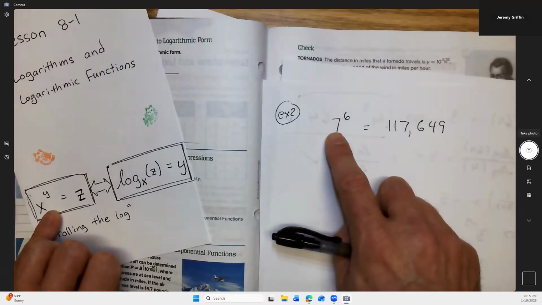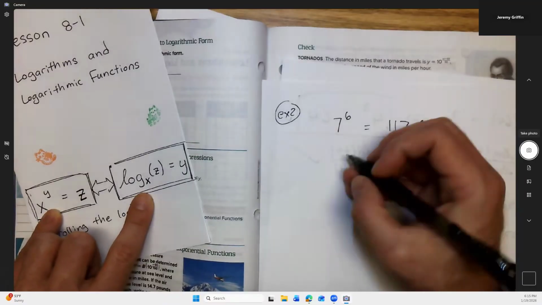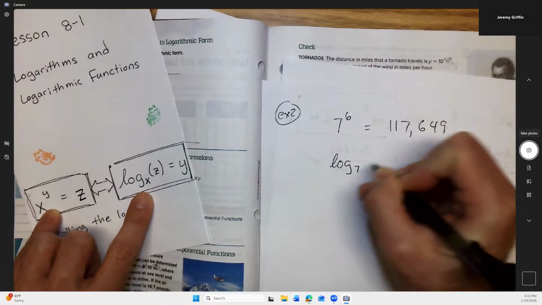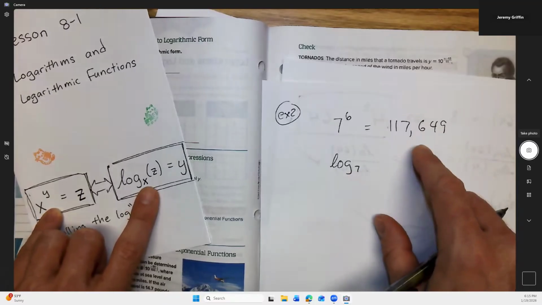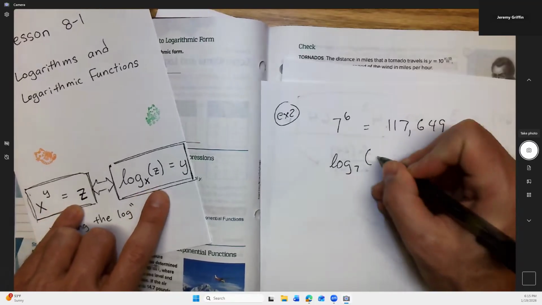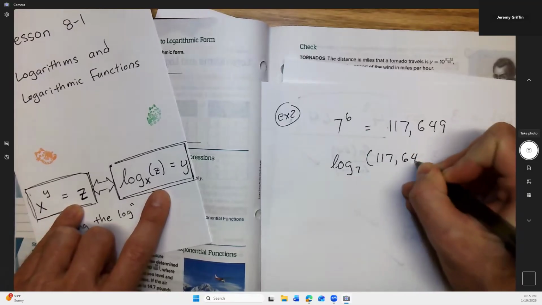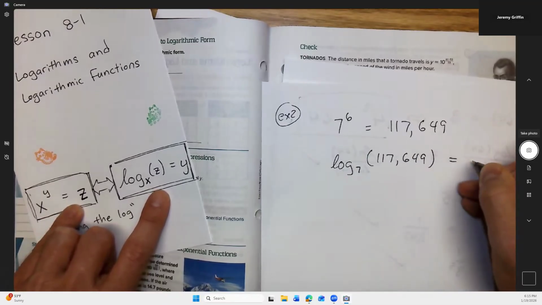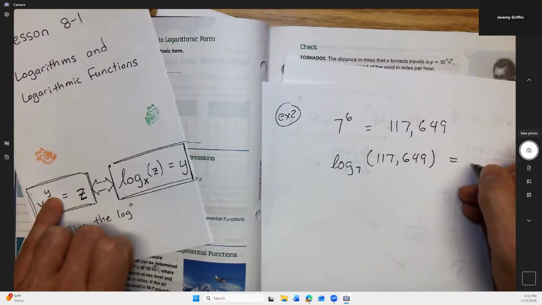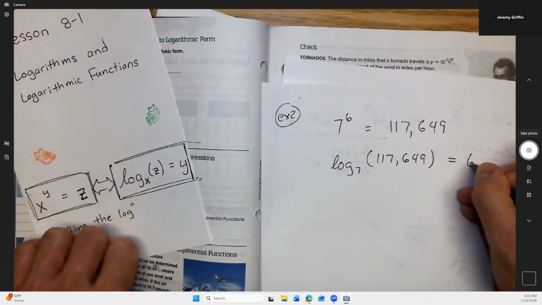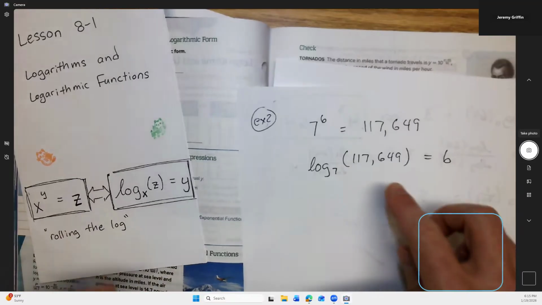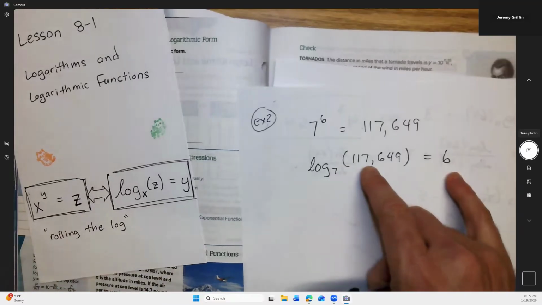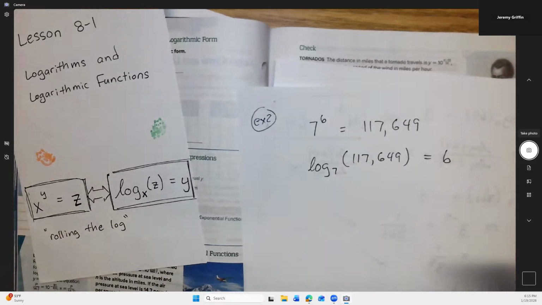So we're going to take the 7, that looks like the base. So log base 7 of the other side, so that's of 117,649, is equal to this power right here, which is 6. Yeah, that's good. Of course, you can roll the log back and forth. So 7 to the 6 is 117,000 something. That's what we were doing before.